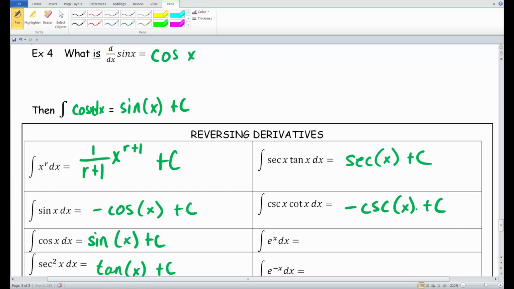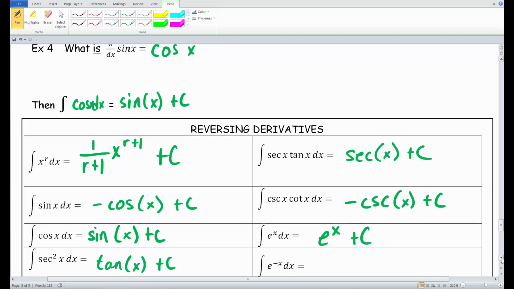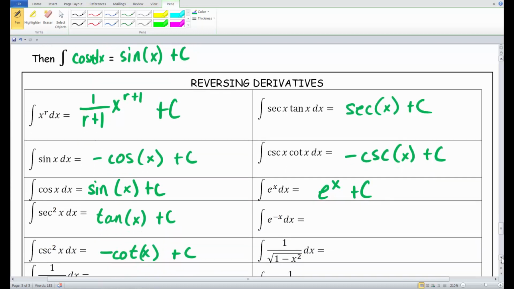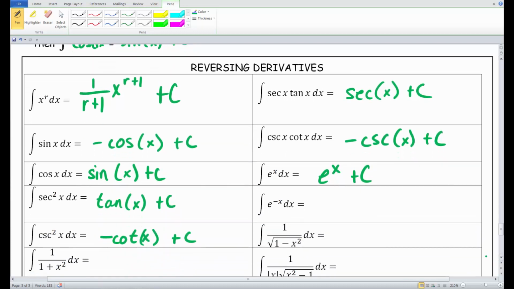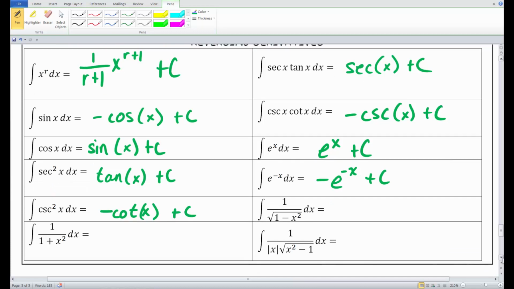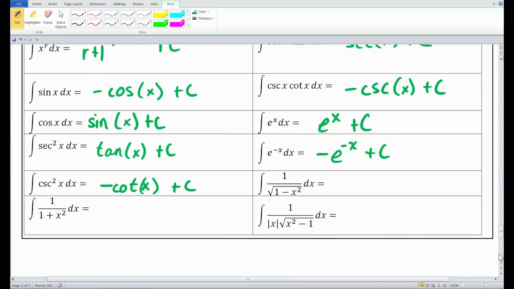The integral of e to the x dx is just e to the x plus c, just like it is with derivatives. The antiderivative of e raised to the negative x, it's pretty similar to this one, only we still have the e raised to the negative x plus c, but along with that we do have to apply that negative. And lastly, moving on to these last three.